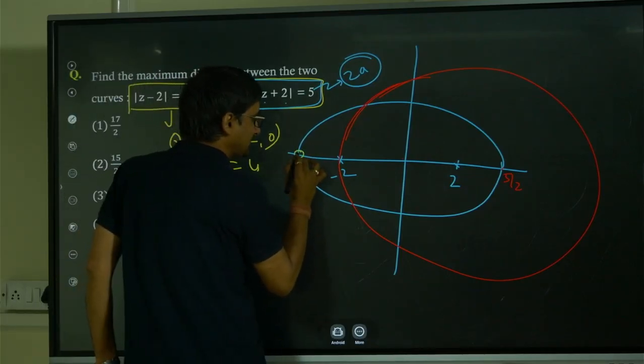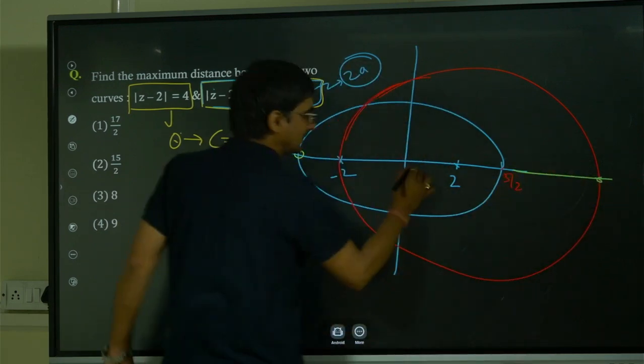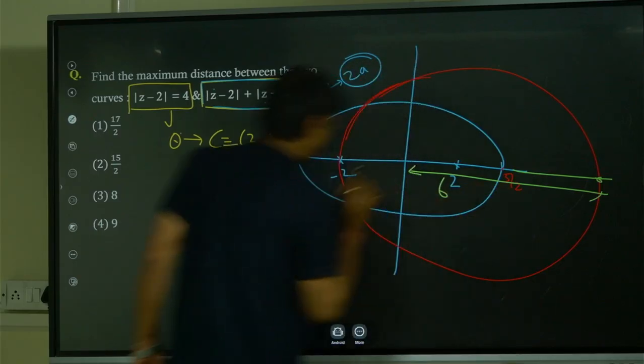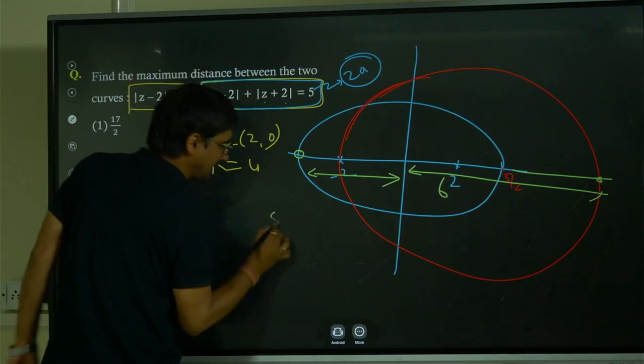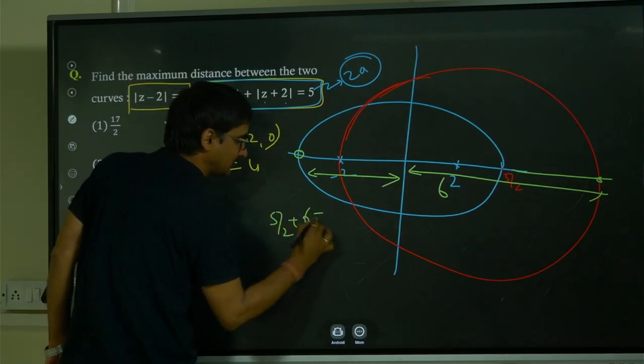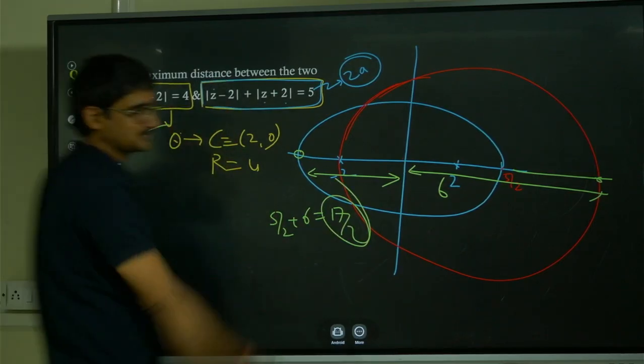On the ellipse take a point here, and on the circle take a point here. That's it. So how much is this distance? This is 6 and this is 5 by 2. Bacho, so 5 by 2 plus 6, 12, 17 by 2, and that's it. The first option is the correct one.